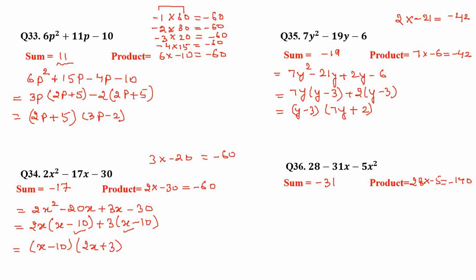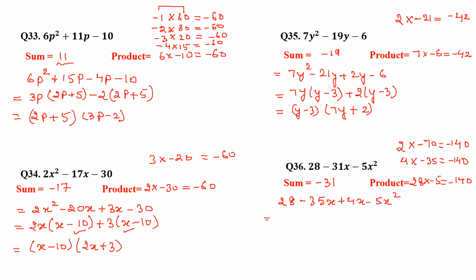So if I take 2 table, 2 times 70 will give me 140, but it is negative. So 2 times minus 70 is minus 140. But if I add 2 and minus 70, I'm not going to get minus 31. So next, 3 table, 140 does not come. So next I have to move with 4 table. So 4 into minus 35 will give me minus 140. And if I add 4 and minus 35, I am getting minus 31. So it means I have to split it as 28 minus 35x plus 4x minus 5x square.